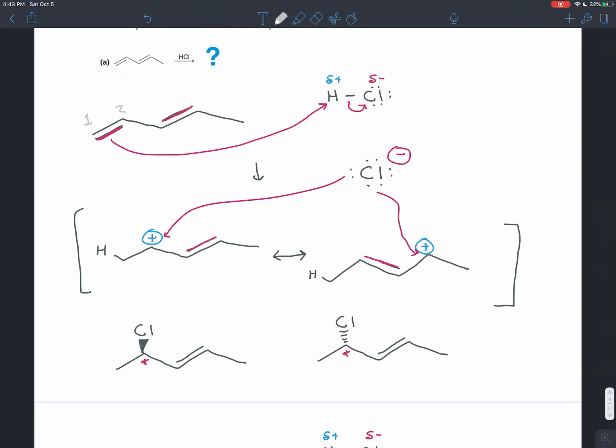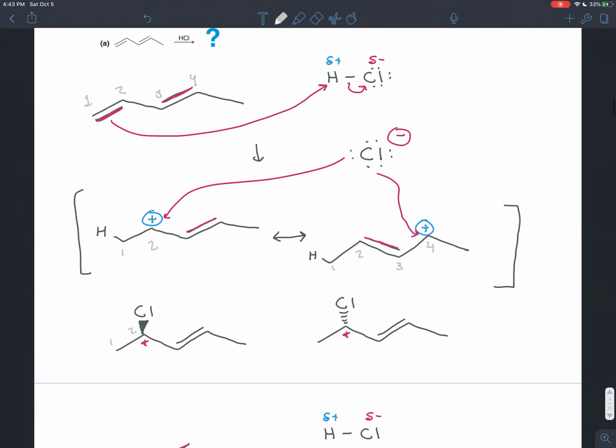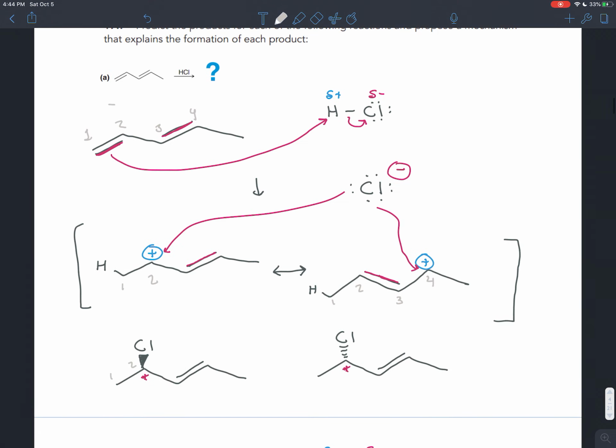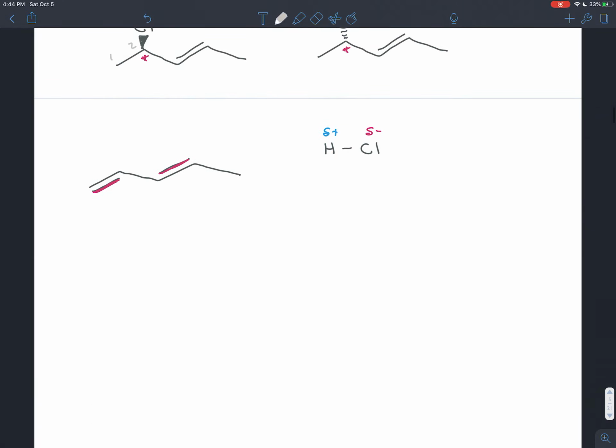Now, just so we can talk about this a little more precisely, you usually number the conjugated pi system from 1 to 4, and if the hydrogen and the chlorine attack on the first 2, that's called the 1,2 product, and if the hydrogen and the chlorine attack on the first and the 4th carbon, it's called the 1,4 product. In this particular case, by coincidence, the 1,2 and the 1,4 product happen to be the same.